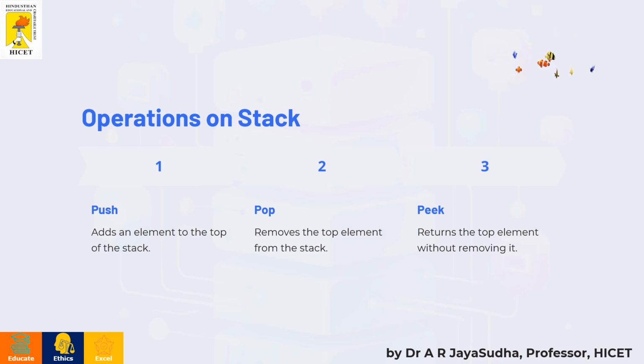In summary, the push, pop, and peek operations are fundamental for manipulating stack data structure. Pushing adds a new element onto the stack, popping removes elements from the top, and peeking allows for viewing the top element without removal. By mastering these operations, programmers can effectively manage and utilize stacks in various algorithms and applications.